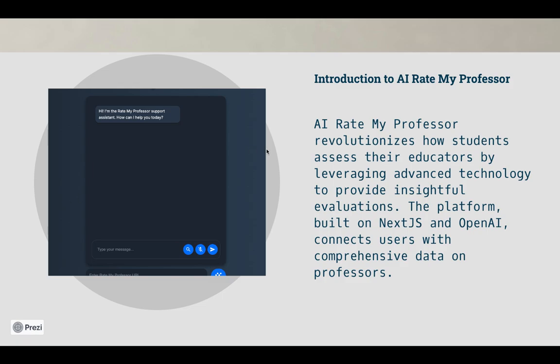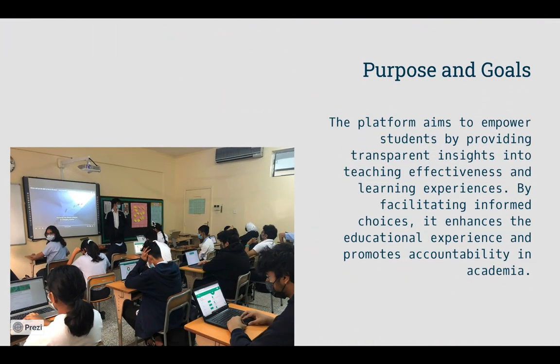So for the introduction, AI Rate My Professor revolutionizes how students access their educators by leveraging advanced technologies to provide insightful evaluation. The platform was built on NextJS, and OpenAI connects users with comprehensive data on professors. I'll dive deeper into the stack and how that works a little bit later in this presentation. This is what the website looks like. The purpose and goal was to allow students to make their schedule easier and find teachers that they mesh with easier.